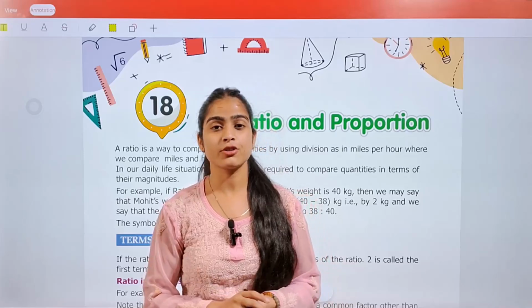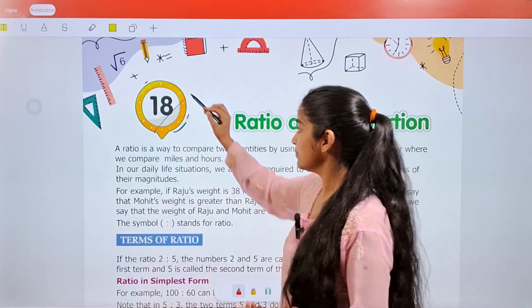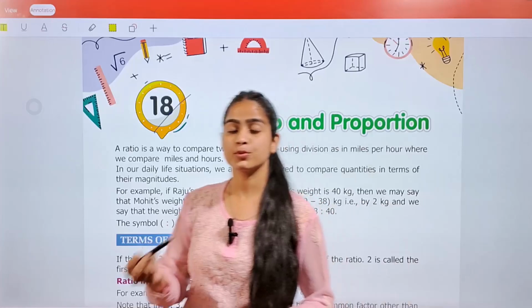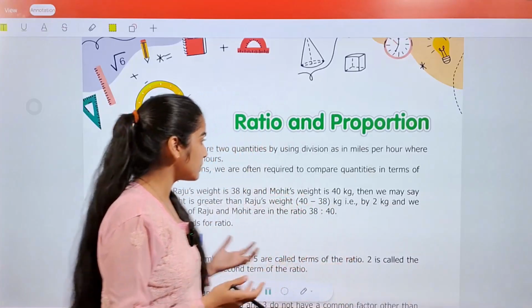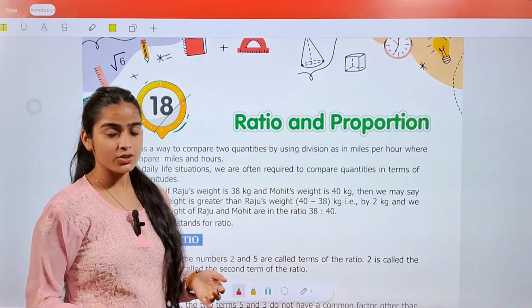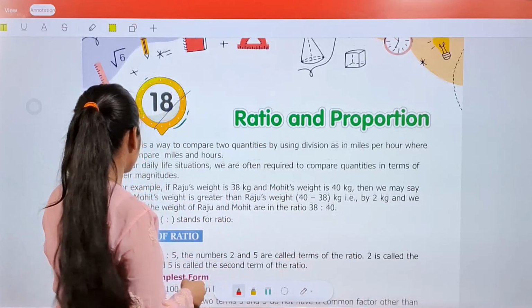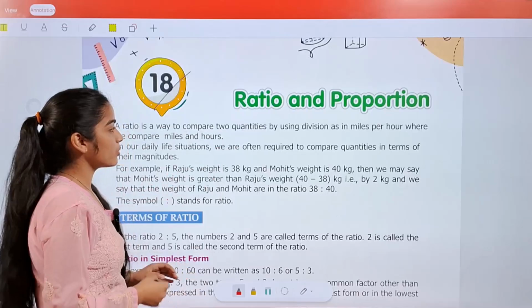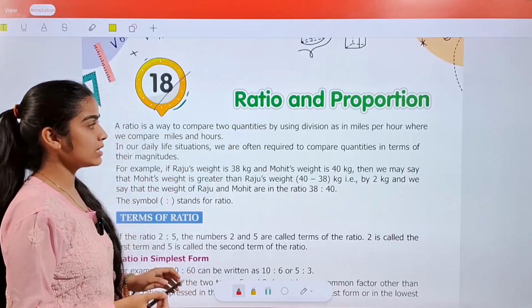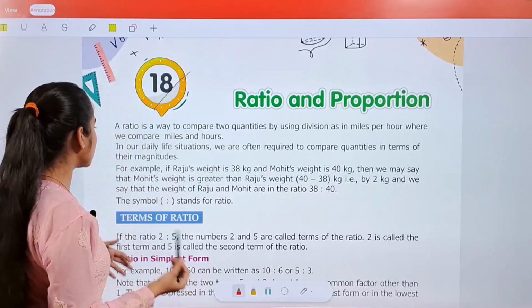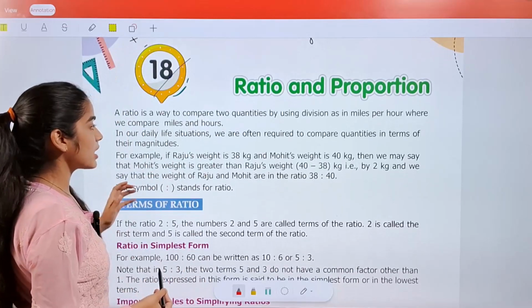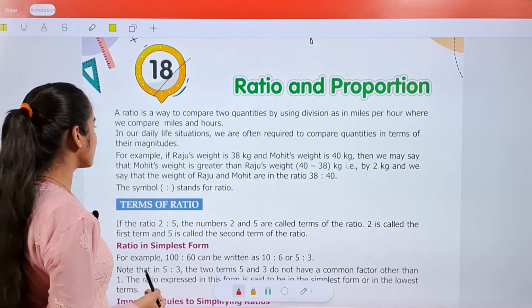So students, today we have chapter number 18, which is ratio and proportion. Okay, so what does ratio mean? When you have a fraction, we will convert a fraction into a ratio. A ratio is a way to compare two quantities by using division, as in miles per hour, where we compare miles and hours. In our daily life situations, we are often required to compare quantities in terms of their magnitude.